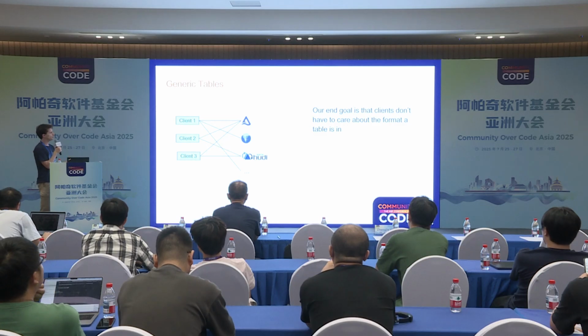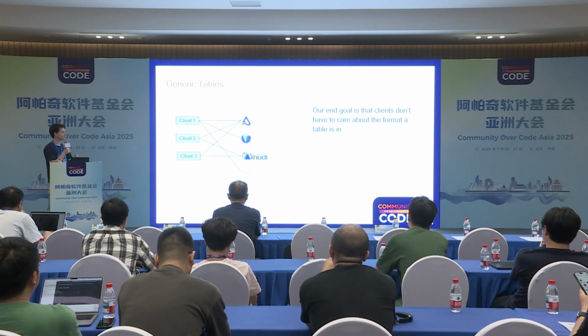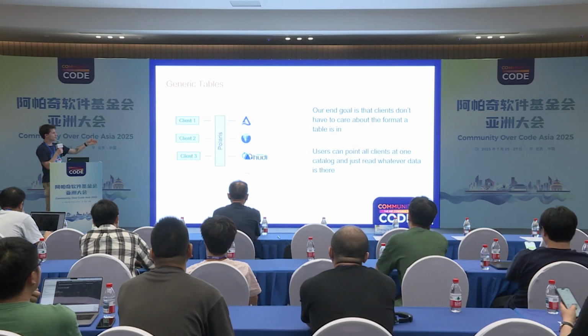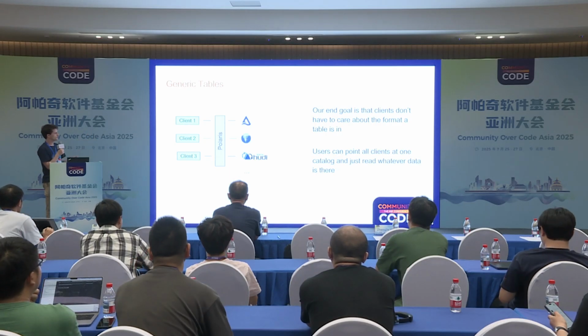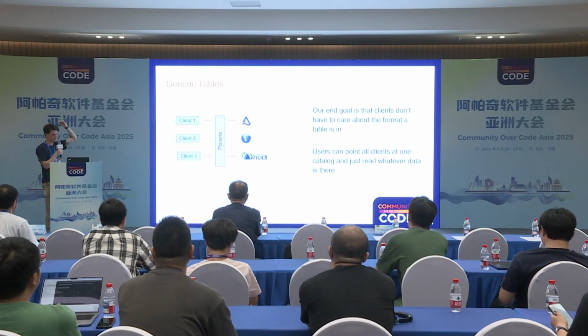But our real goal is that the client should just go to the catalog and say, I want to read a.b.c, and it should just be able to do that, right? It shouldn't have to think about what format that data is in and how that might interoperate with other formats. It should just be able to load the table. And so they can point everything at the catalog, but then they get back a different response, and so it kind of becomes the client's responsibility to parse the format.